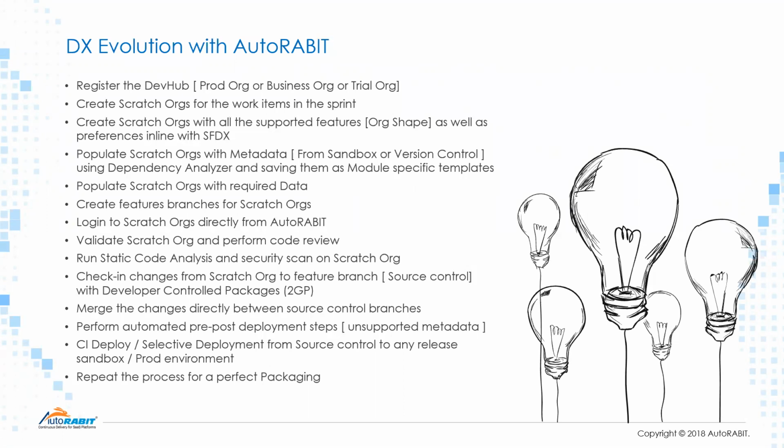Populate scratch orgs with the required data, create feature branches for your scratch orgs, log into scratch orgs directly from AutoRABIT, run static code analysis, merge changes directly between source control logs, perform pre and post deployment steps, and have a proper CI/CD process using the second generation packaging. So the best part here is the ability to repeat this whole entire process at a click of a button using AutoRABIT's intelligence that you would be getting off using the modularized Salesforce development.